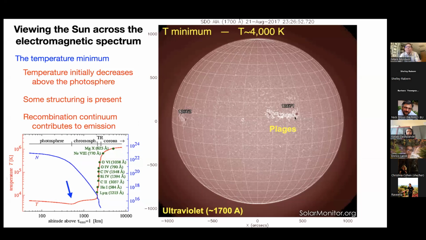You still see the presence of sunspots, but they're surrounded by places called plages, which are actually brighter than the surrounding sun. Outside of these regions, you have some structuring where you see small lanes, which seem to define some kind of web, if you like, some brighter points without a sunspot. And this radiation comes mostly from the recombination continuum. There are spectral lines here as well, but the recombination continuum is by far the strongest. And this is what is formed at these temperatures and heights. And it's very difficult to model.